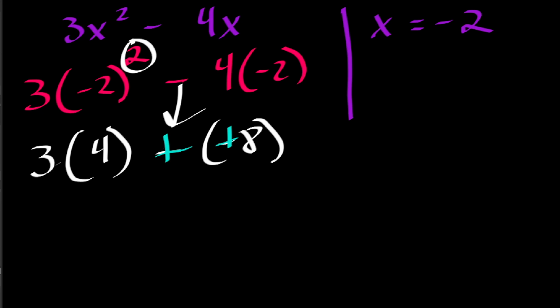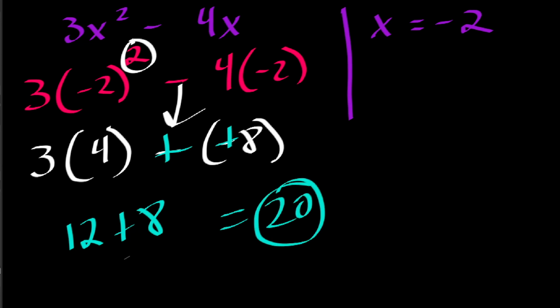Now, multiplication comes before addition. So 3 times 4 gives me 12. And I have plus 8, which gives me 20. And now I'm finished. All right. Let's do one more, just so I can try to trick you.